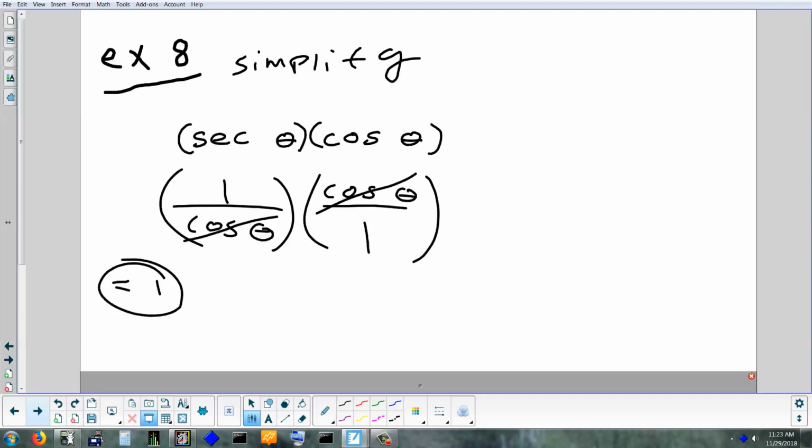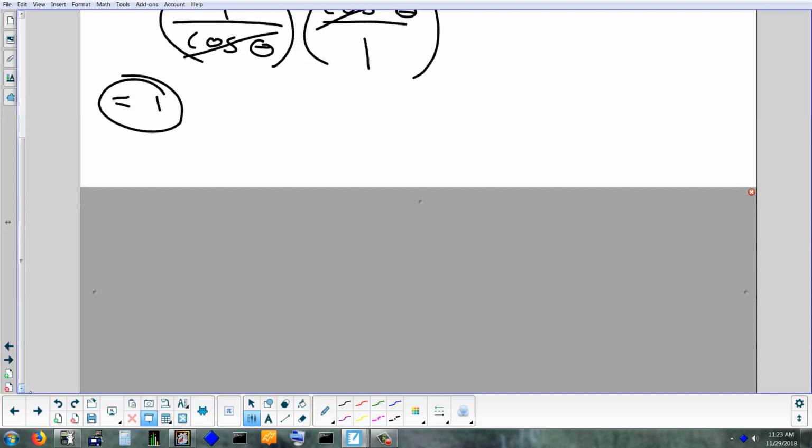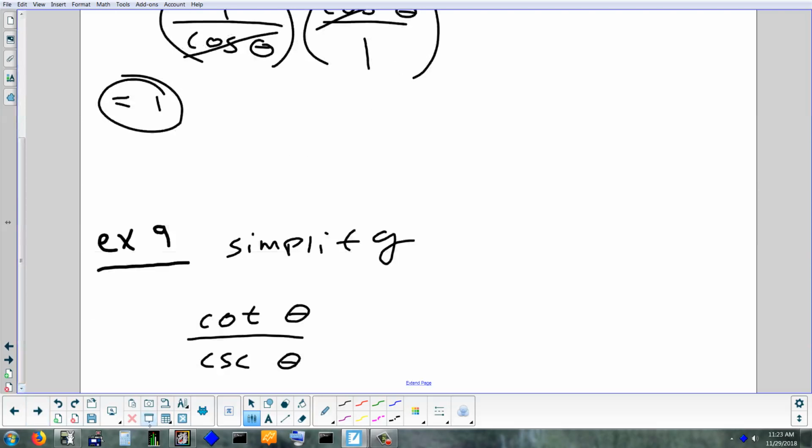So the secant times the cosine is always just 1. So sometimes when you simplify a trig identity, you just get a number. All the trig functions are gone. That doesn't usually happen, but it can. Any question on that one? All right, let's try this one.